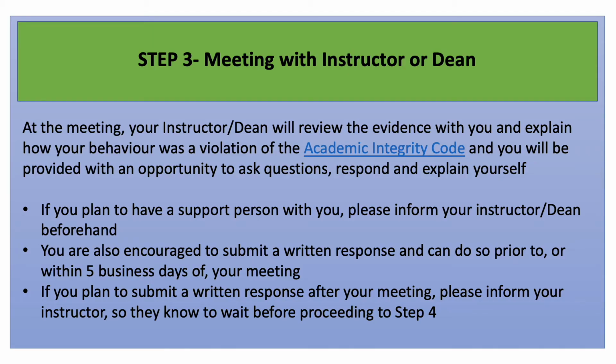Moving on to step 3 now, which is the meeting with your instructor or dean. This meeting usually occurs in person, but in some situations may be done remotely via Zoom or phone. During this meeting, your instructor or dean will likely begin by reviewing the evidence with you and should explain how your behavior was a violation of the Academic Integrity Code. You will also have a chance to ask questions and seek further clarification, respond, and explain yourself.